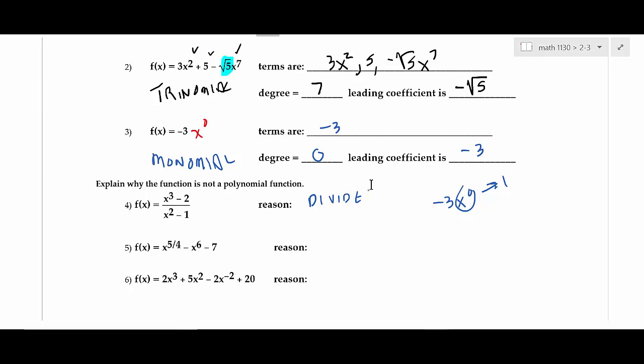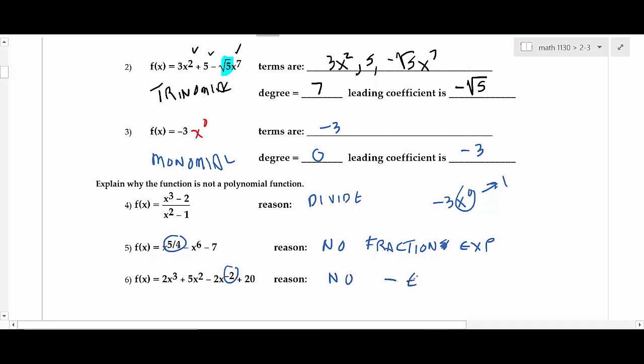What's wrong with number 5? It's not a polynomial. It has that weird exponent, okay? You can't have fraction exponents. You can have fractions as coefficients, but no fraction exponents, okay? And how about number 6? What causes the problem there? Negative 2, right? No negative exponents, okay? You just got to have whole number exponents like that.